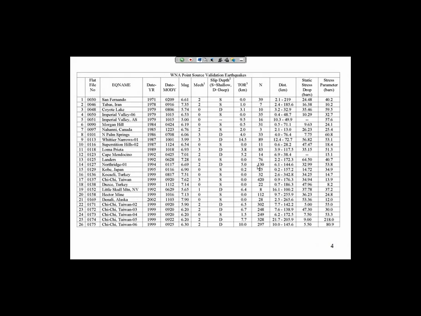the number of stations in the inversion or the validation, the distance, and the distance is a distance from the station to the ruptured fault plane, and then we compute just a static stress drop, which comes from the circular model for computing stress drop, and a stress parameter that's used in the validation, which gives the best average fit to, say, San Fernando for the 39 stations, ranging in distance from about 2 kilometers out to 219 kilometers.